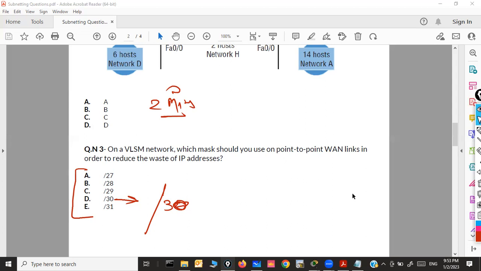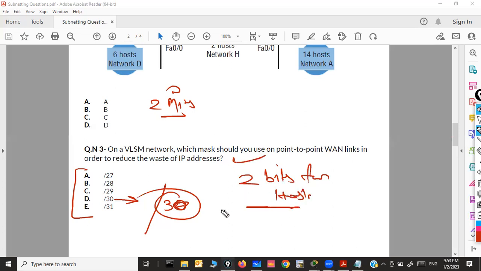Good. So Hassan's answer is correct this time. He said the answer should be D, /30, and that is absolutely right. And why? Because if you take /30, it means you have left 2 bits for the host. And with 2 bits for the host, out of a total of 32, 2 raised to the power 2 minus 2 gives only 2 IPs.